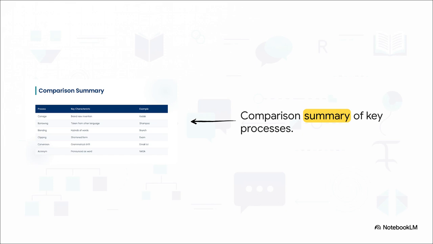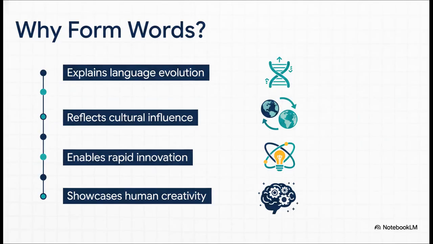What's the big takeaway? Well, this constant evolution is essential for our survival as communicators. Word formation explains exactly how languages manage to evolve and survive across centuries. It perfectly reflects cultural and social influence, showing who we trade with and who we interact with. And crucially, it enables rapid innovation. Think about it. If scientists couldn't compound, blend, or derive new words, society would be entirely unable to adapt to new scientific realities. It's the ultimate showcase of human creativity.